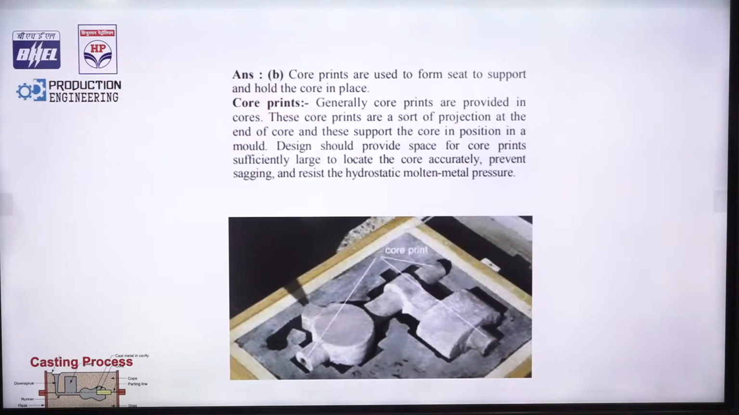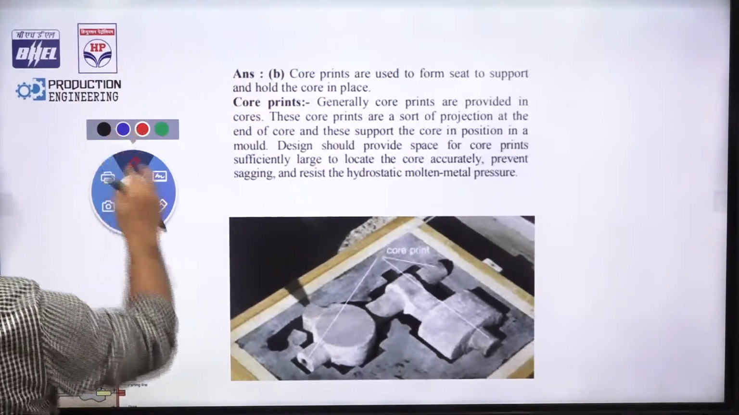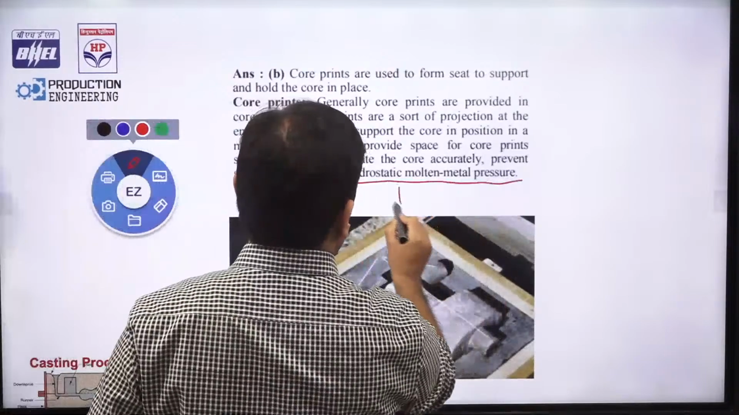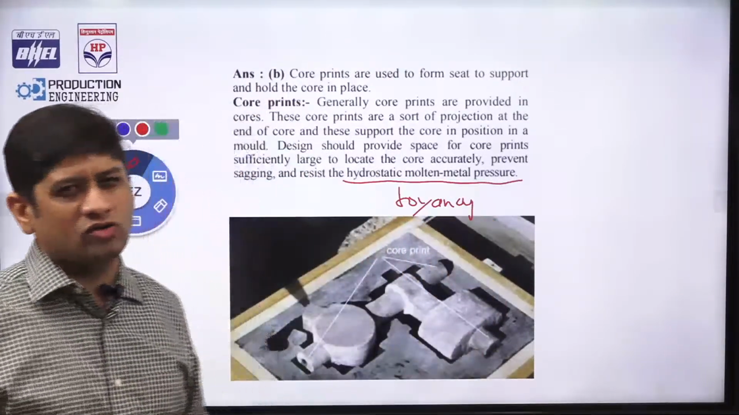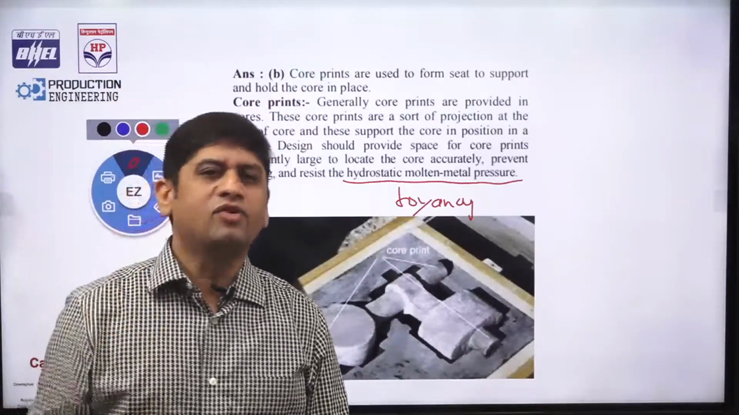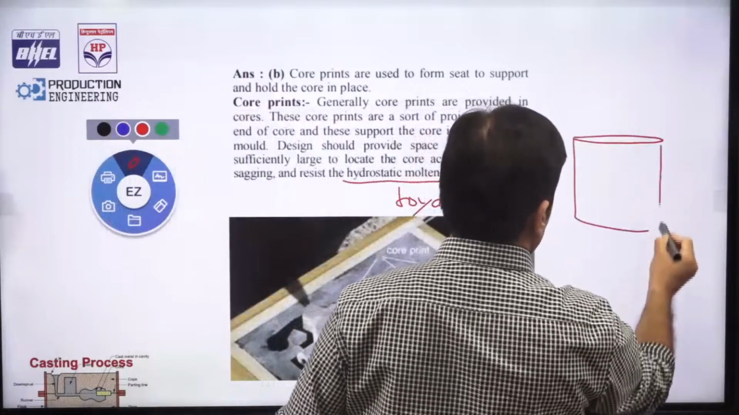Design is part of your entire gating design. Providing the core print is part of the design, so that the core could be suitably located here. Core print, I already explained to you. It prevents the sagging and resists the hydrostatic molten metal pressure. I told you there are two kinds of forces acting on the core: hydrostatic pressure force and buoyancy. Do you think these are the same or different? Is the buoyancy force similar to the hydrostatic pressure force or different? In fluid mechanics you study that buoyancy force and hydrostatic pressure force are the same thing.